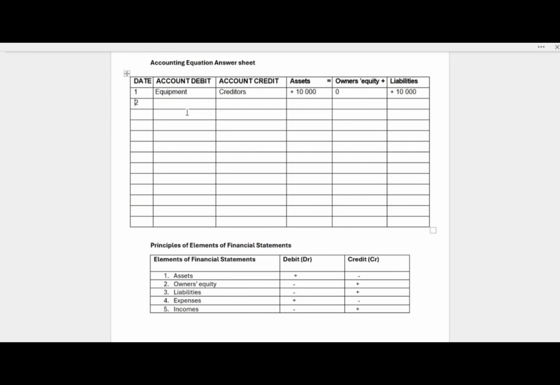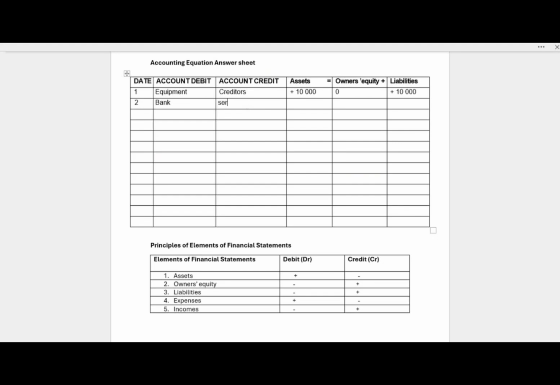And then why did we receive money? We have rendered a service. So services rendered is going to be an income, right? It's an income account. So let's record these two accounts. Remember, bank is an asset and it's increasing. We debit.